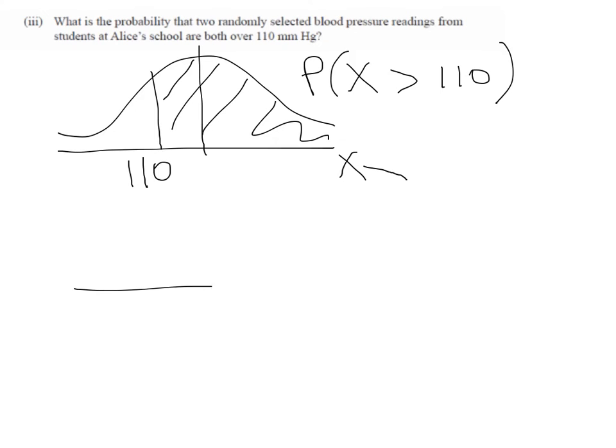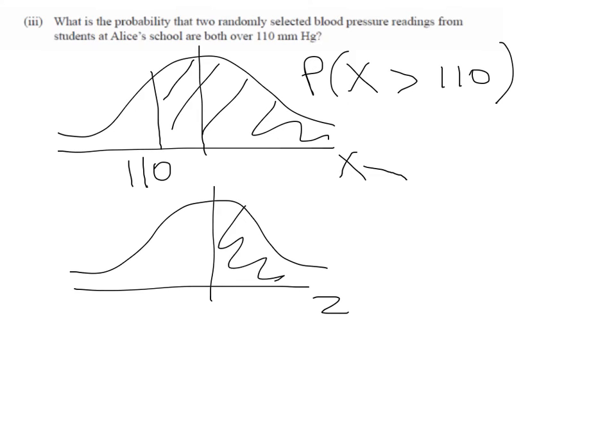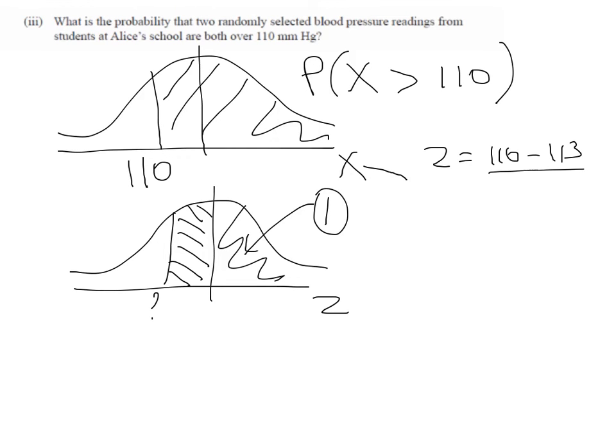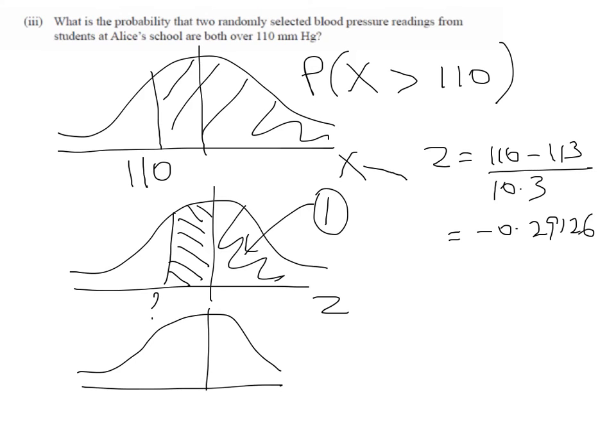With the table, you're going to be looking for 2 regions. So here's my z. This side here is area 1, and that is going to be 0.5. Here I need to find my z value. So we have z equals (110 minus 113) divided by 10.3, which works out to be -0.29126. Because the curve is symmetric, I know that if I look up positive 0.29126 on the table, it's going to give me the correct answer.